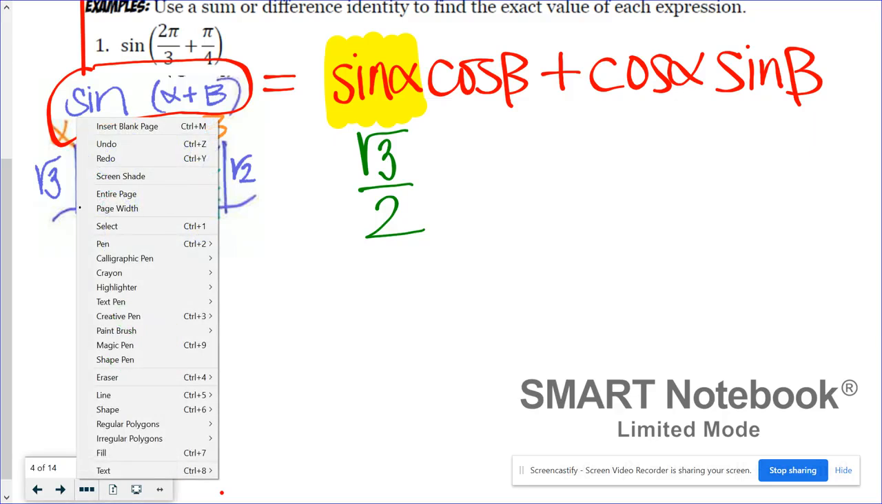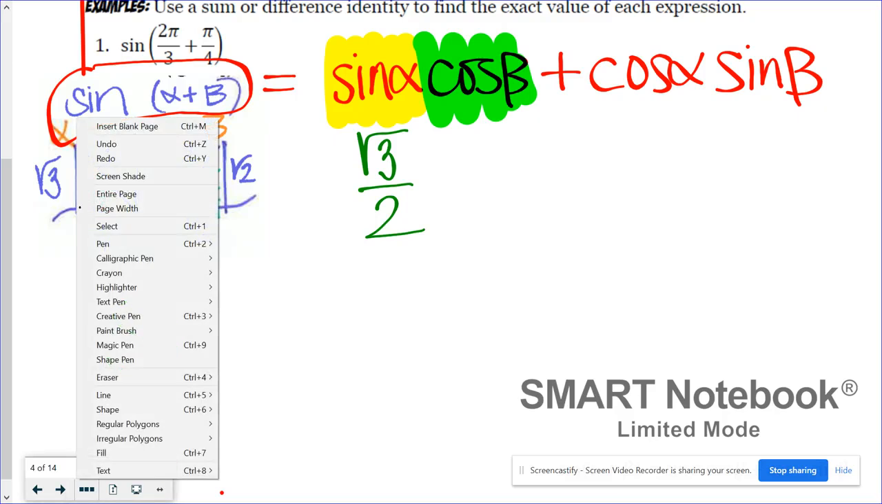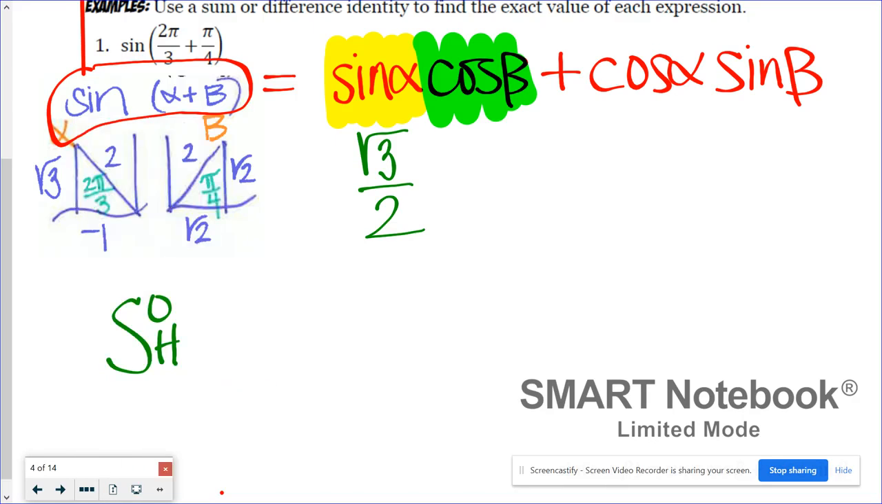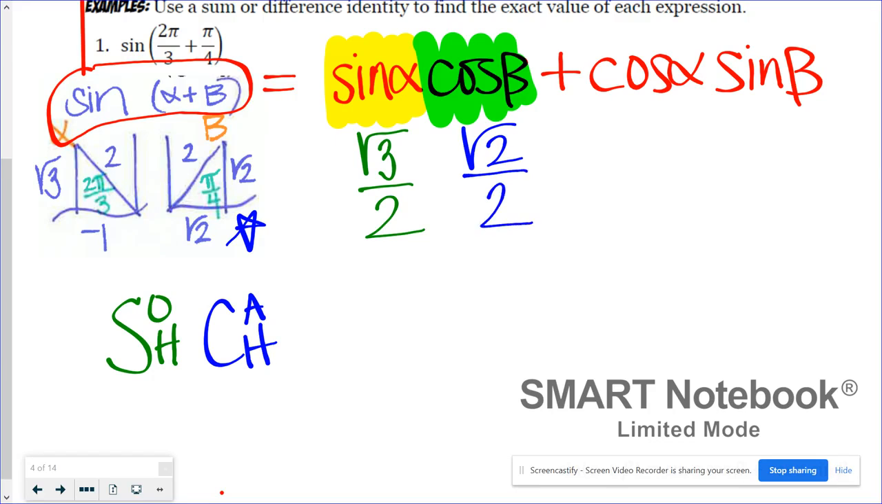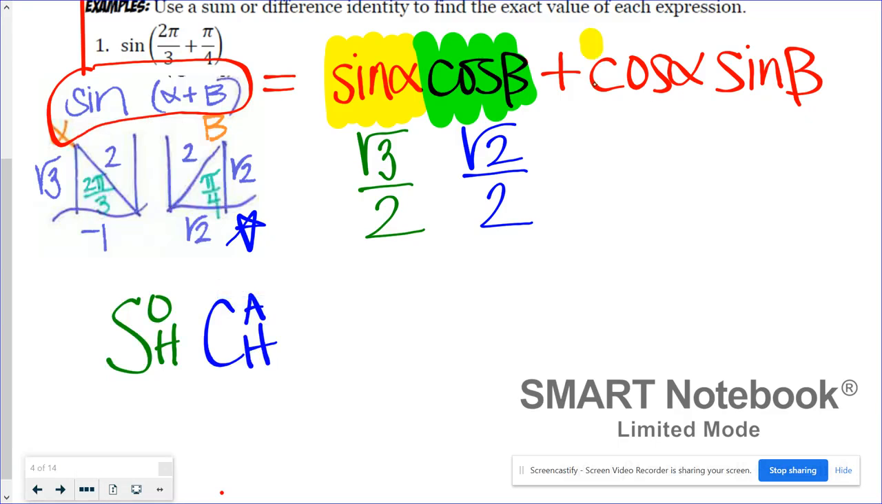And then I go on to the next part. The next part is, what is cosine of beta? So pay attention to alpha or beta. Which triangle are you working with? Because you don't want to work with the wrong triangle. Now I'm working with beta, and that's my second triangle. And cosine is the adjacent over the hypotenuse. So I'm looking at the square root of 2 over 2. Then I'm going to continue on in this manner.